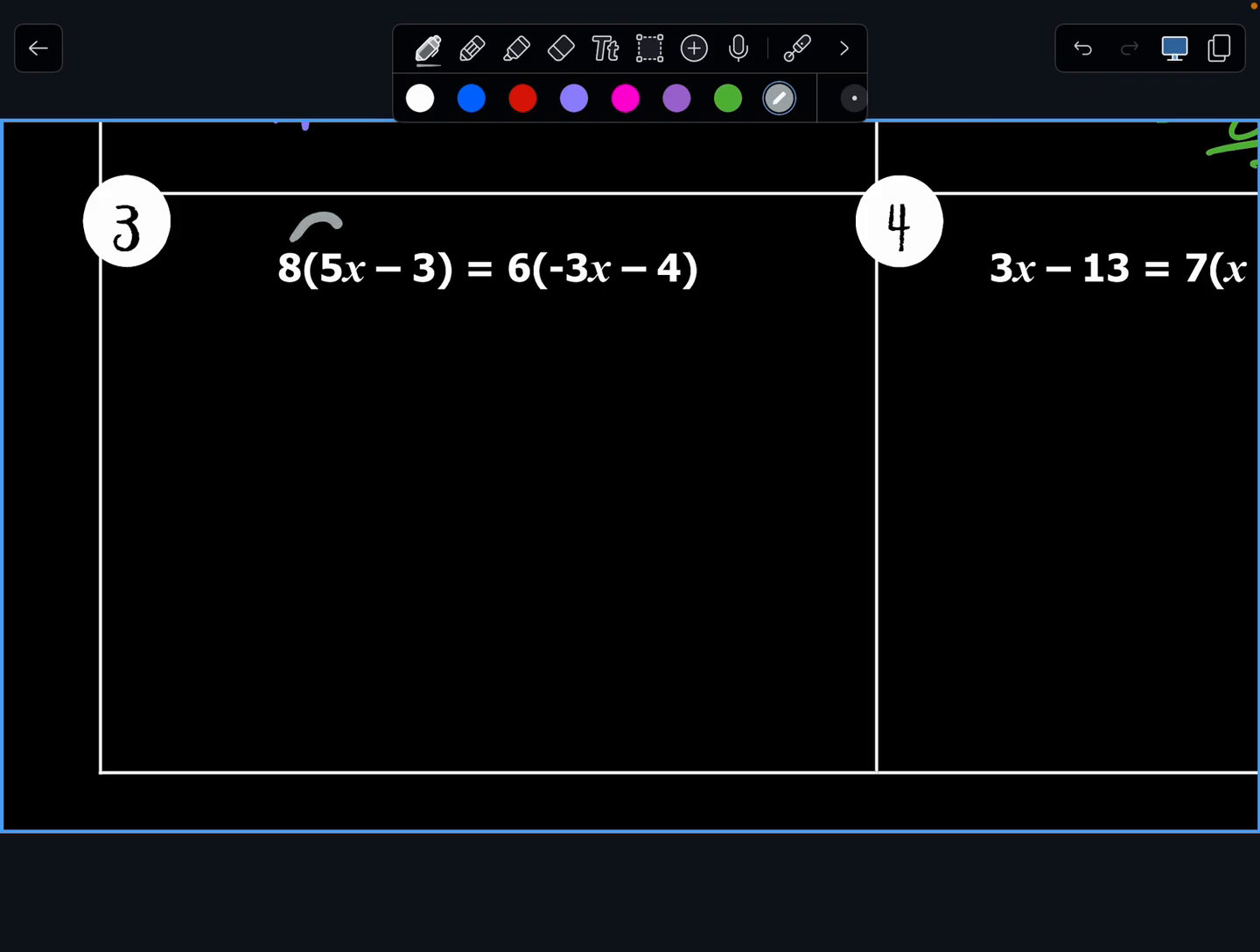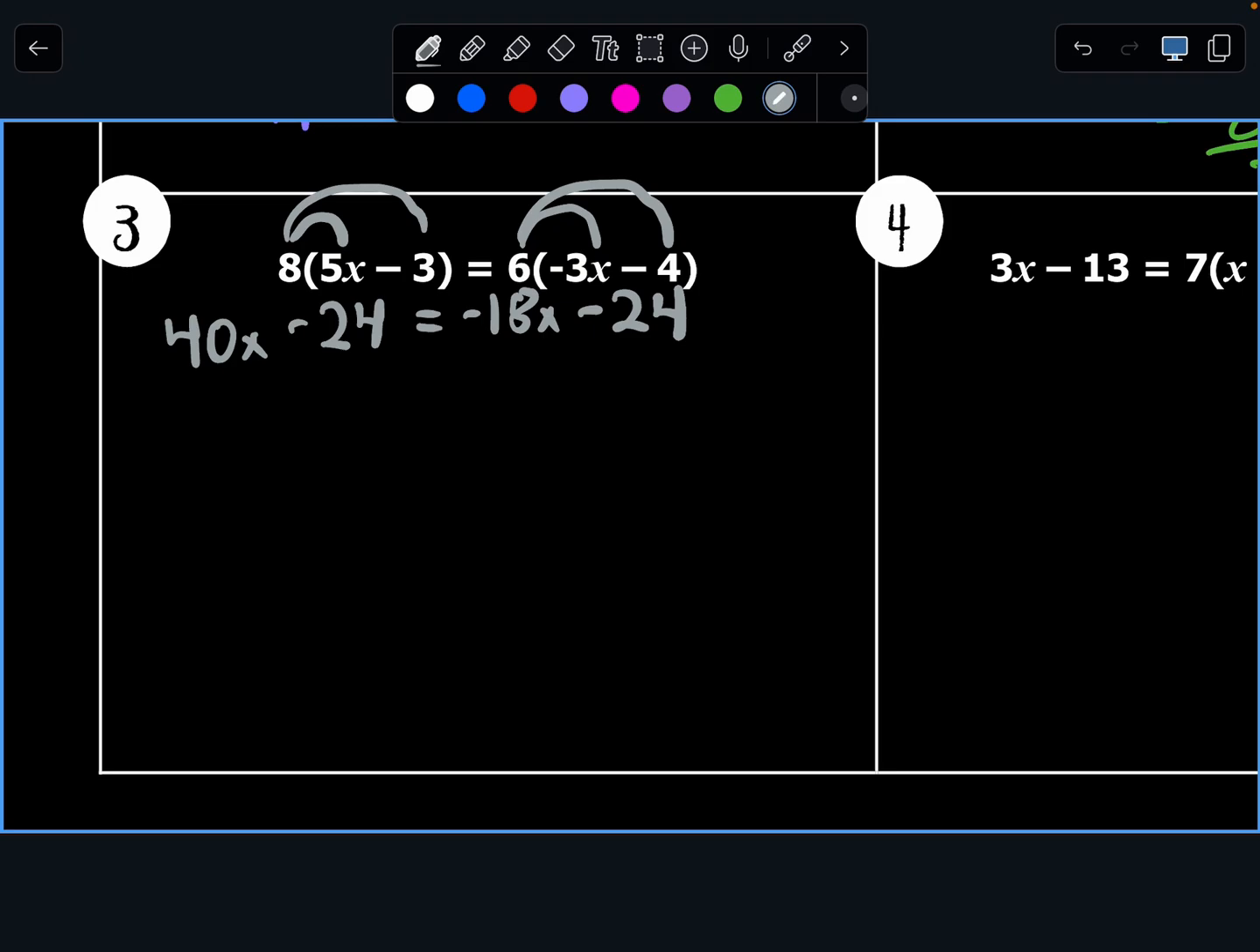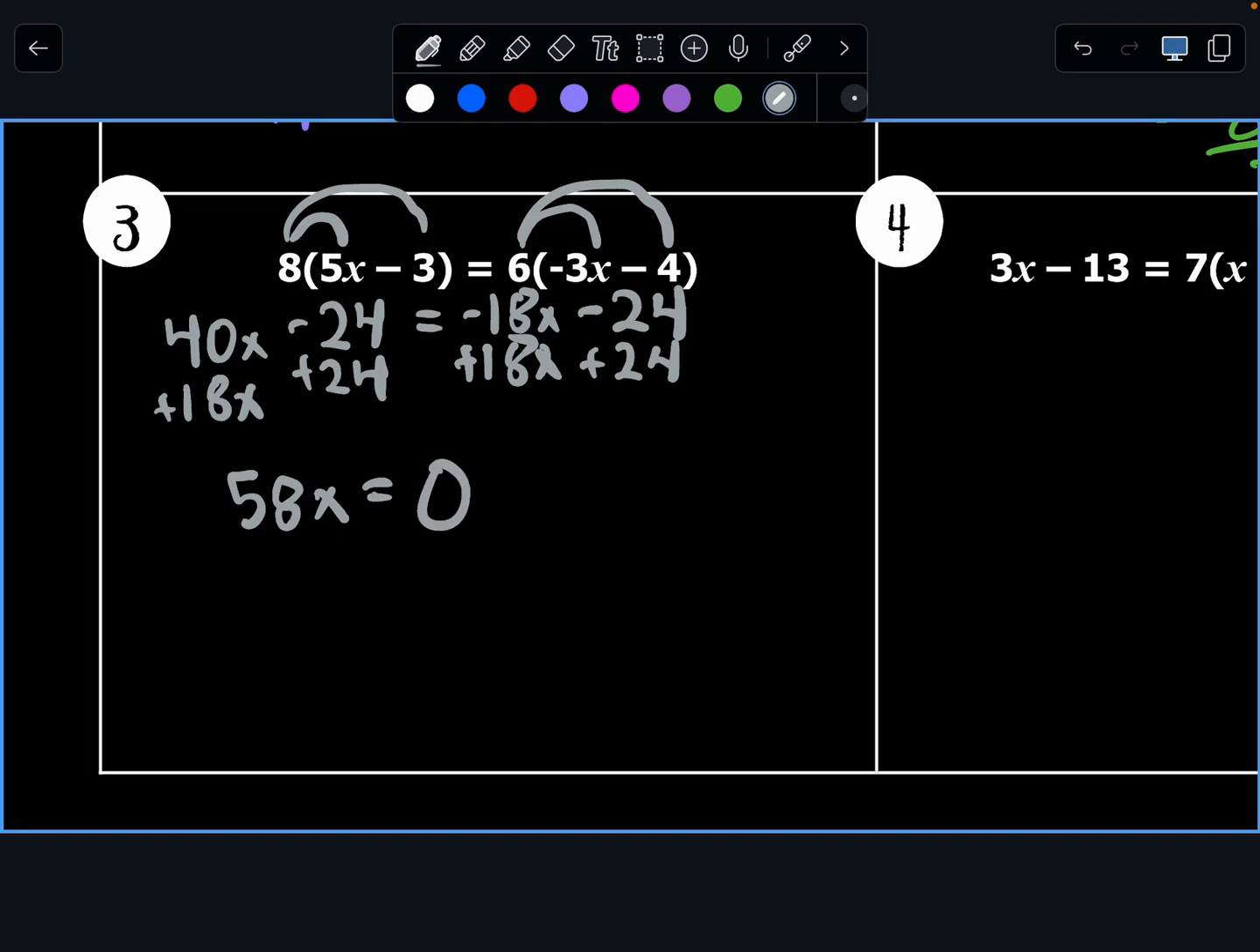So first we have to distribute 40x. 8 times negative 3 is negative 24 equals 6 times negative 3x is negative 18x. 6 times negative 4 is negative 24. And now we have to add. So I want my terms on this side. 24 plus 24. Does that all look good, guys? Yeah? Okay. Equals 0. And I can't do that, so it's a no solution, right?